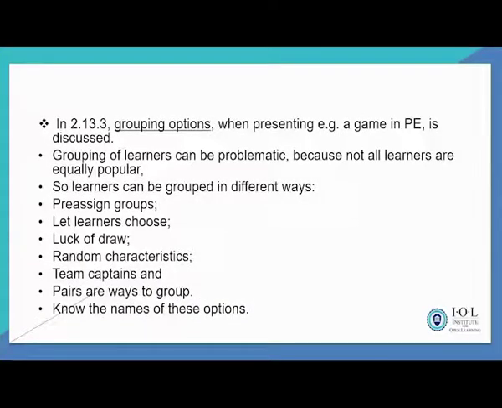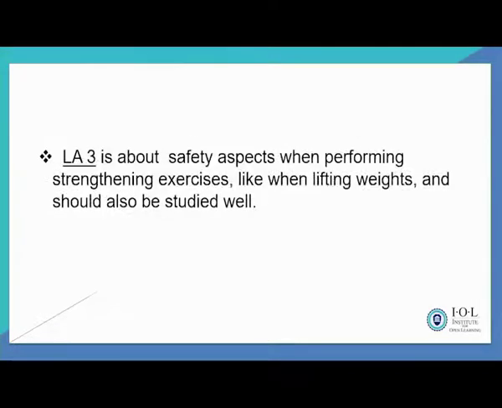In 2.13.3, grouping options when presenting, for example, a game in PE is discussed. Grouping of learners can be problematic because not all learners are equally popular. So learners can be grouped in different ways, like pre-assigned groups, let learners choose, luck of draw, random characteristics, team captains, and pairs are ways to group. Know the names of these options.